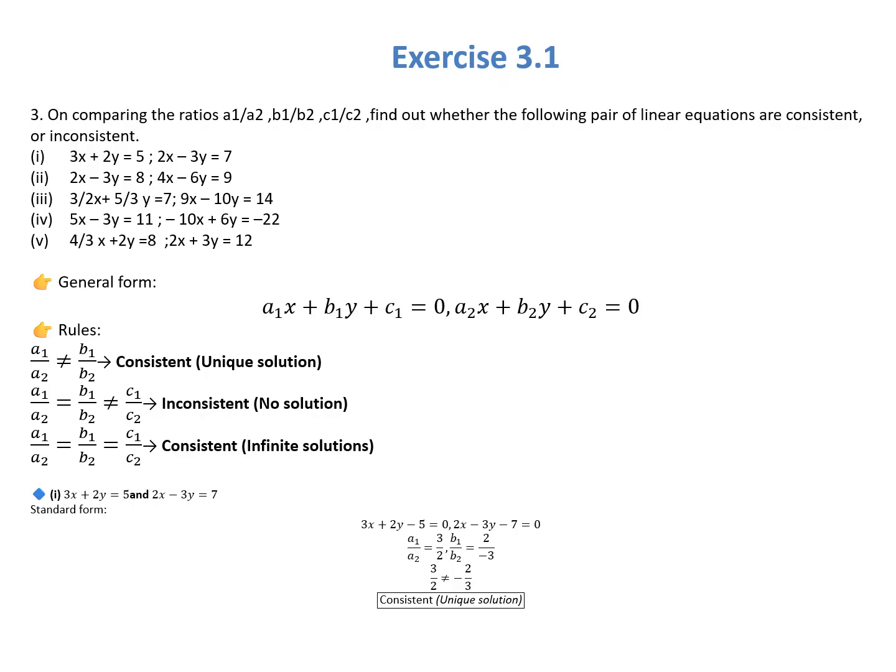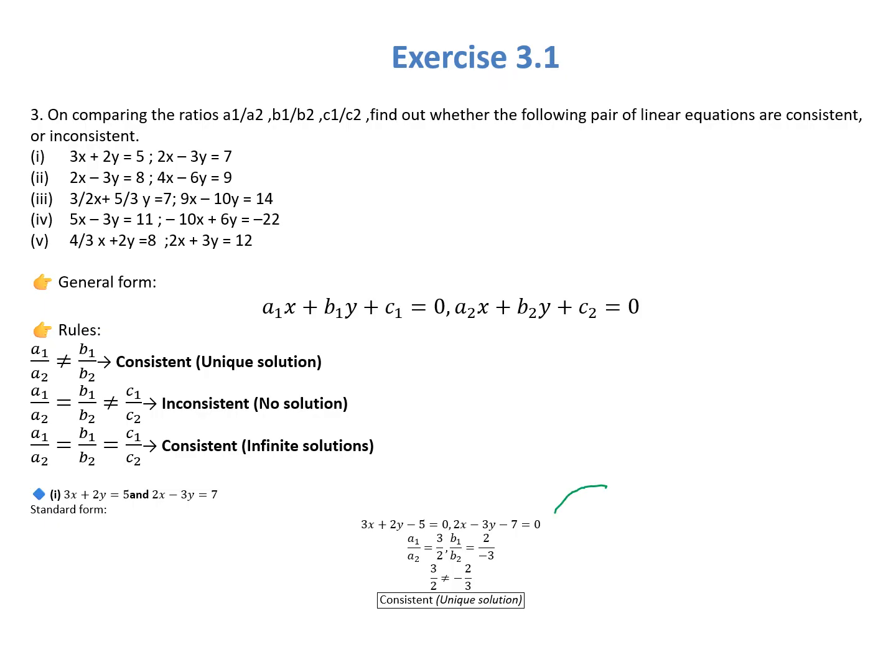Okay, so the third question in exercise 3.1 is that, on comparing the ratios, we have to find whether the pair of linear equations is consistent or inconsistent. Again, we'll apply the same logic here. In this case, the equations are not in the standard form, so we first have to convert them: 3x plus 2y minus 5 is equal to 0 and 2x minus 3y minus 7 is equal to 0.